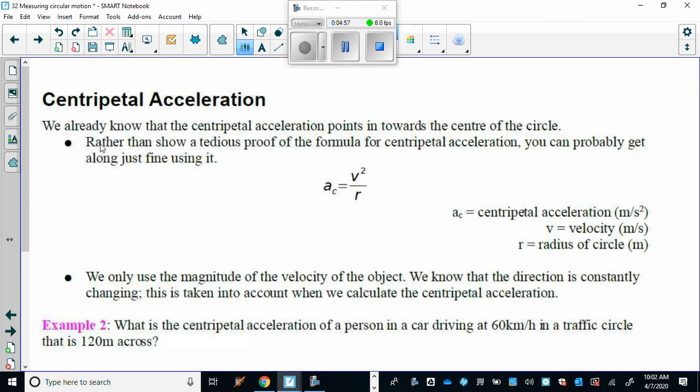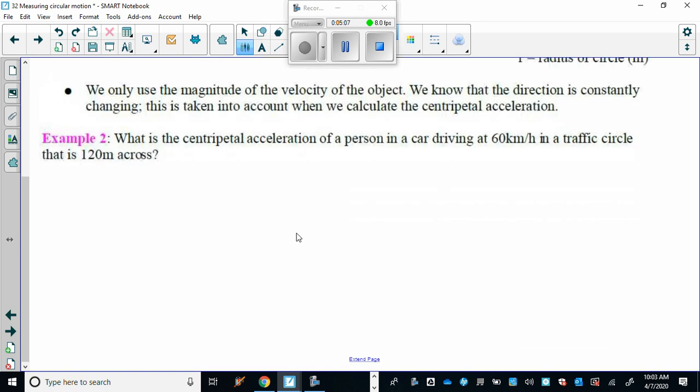Onward, centripetal acceleration. Here's the formula for centripetal acceleration. It's on your formula sheet. Centripetal acceleration equals the velocity squared divided by the radius. Let's go right on to a question. What is the centripetal acceleration of a person driving at 60 kilometers per hour in a traffic circle that is 120 meters across?